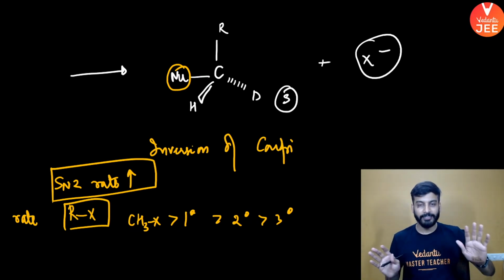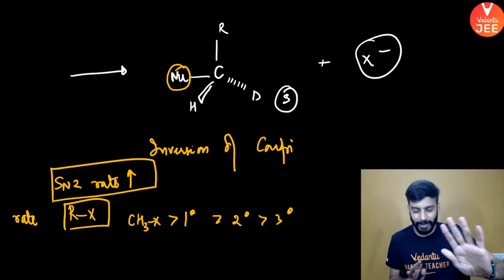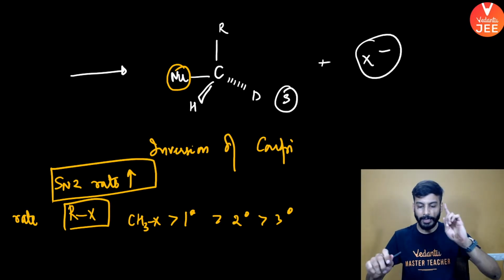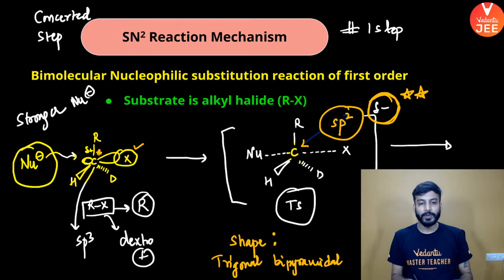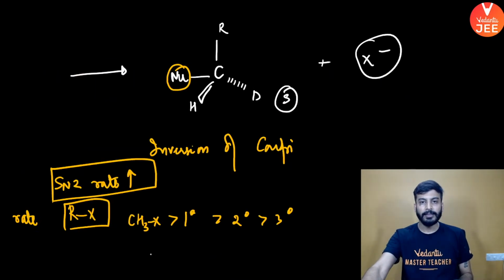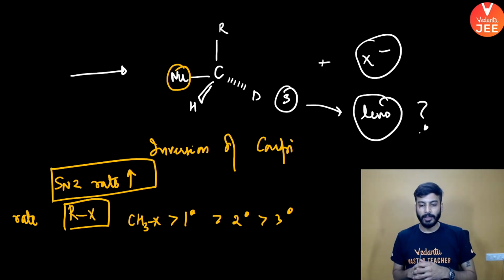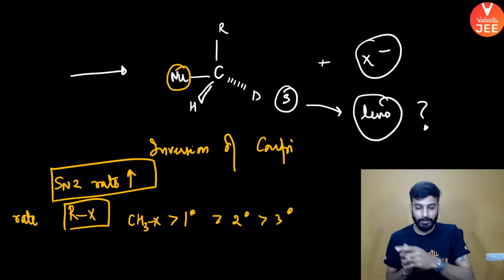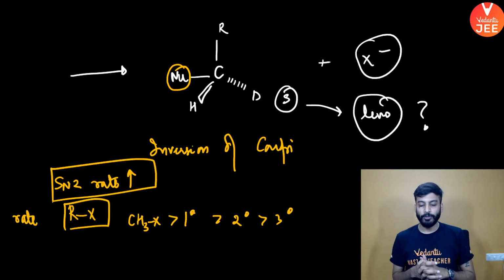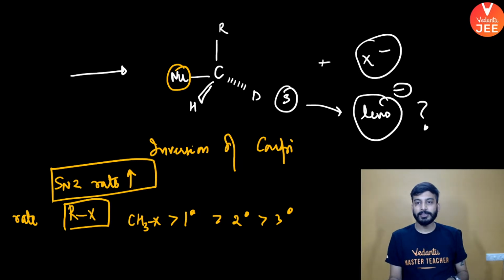Some of you might start fighting with me, sir, why R? Vice versa as well. Now you tell me one thing. If I say this alkyl halide is dextrorotatory, does it mean this will become LEVO? This is my question. If I started with a dextrorotatory compound, I get inversion of configuration. Would I get LEVO? Would I get minus sign here?